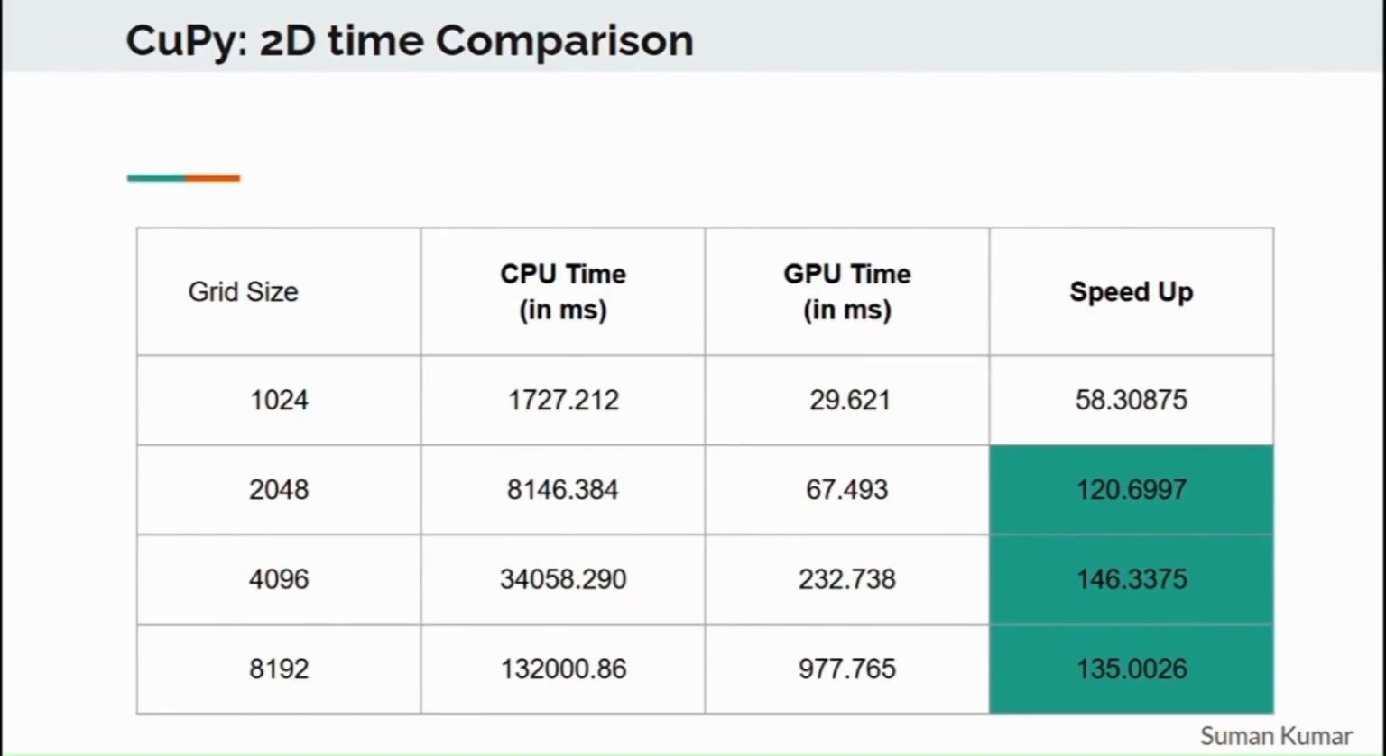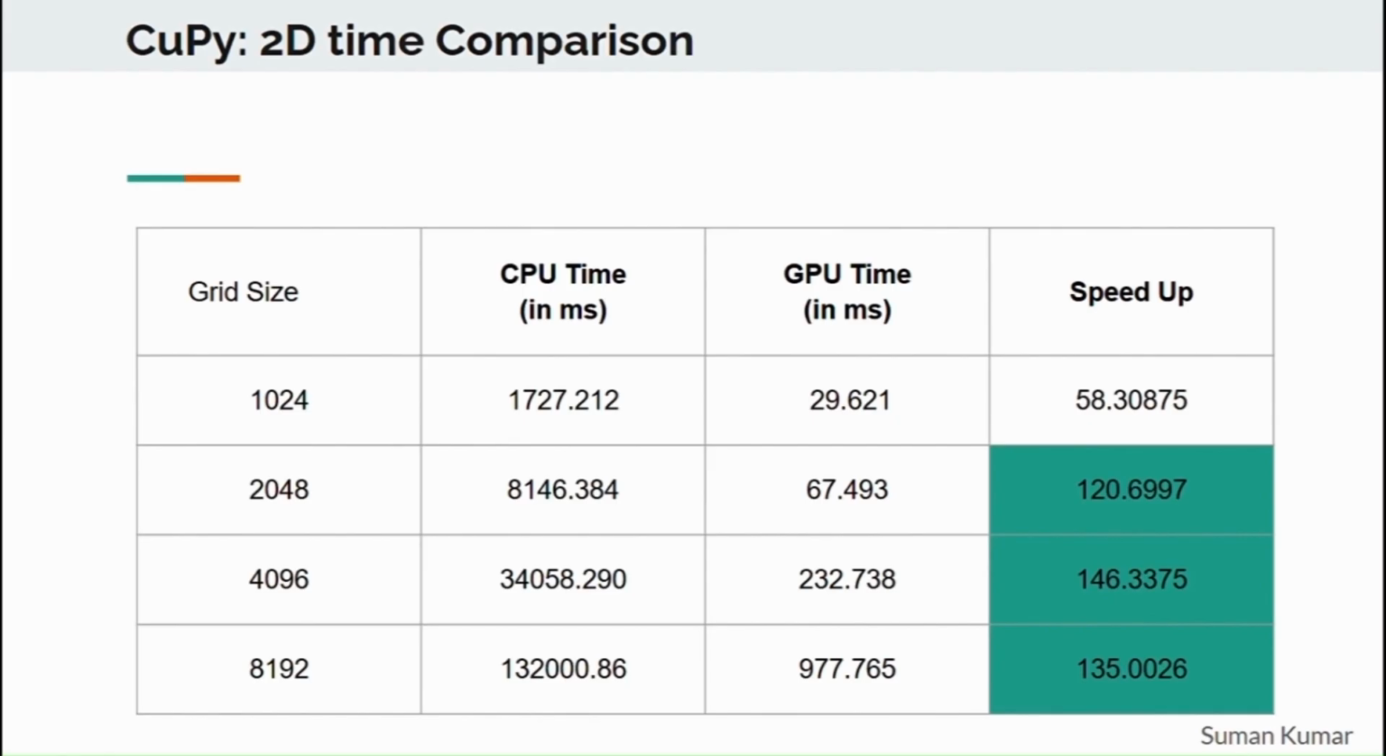We ran our code on both CPU and GPU by using the NumPy library and CuPy library respectively. You can see the CPU time is in seconds, but the GPU time is in the order of tens of milliseconds. And the point to notice here is the speed up. You can see for 1024 grid size, the speed up is less than 100x. But when we increase our grid size, we are getting 100x speed up.